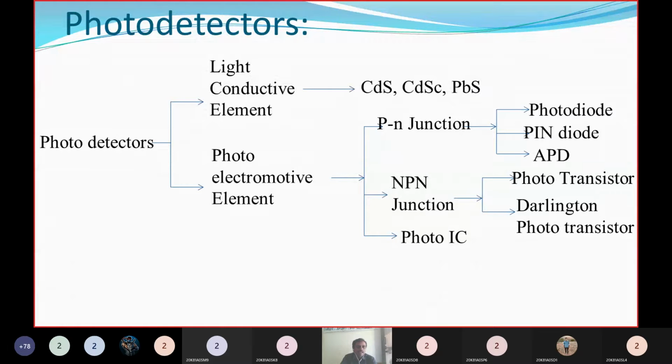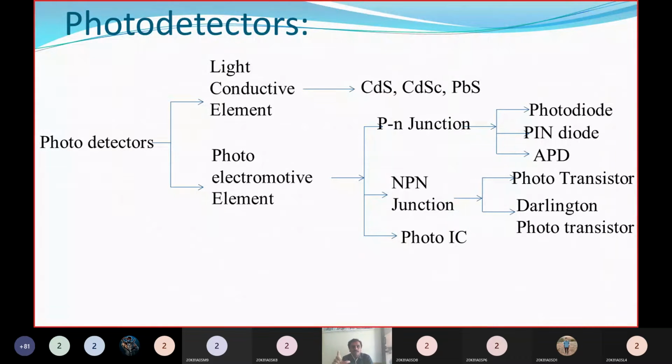So that is the working principle of an LED: electrical energy is converted into light energy. Now, photodetectors. In the case of photodetectors, it is the opposite. Previously light was emitted, but here light is absorbed. When light is absorbed, it will be converted into electrical energy.